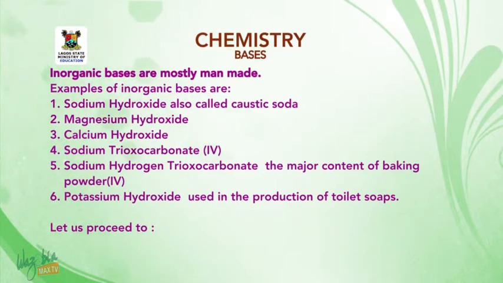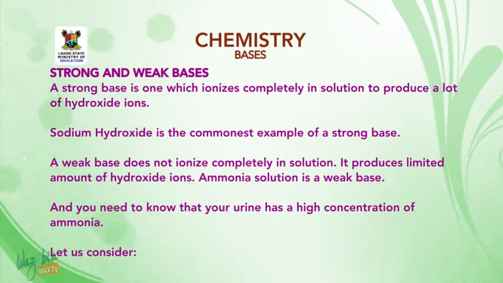Let us proceed to strong and weak bases. A strong base is one which ionizes completely in solution to produce a lot of hydroxide ions. Sodium hydroxide is the commonest example of a strong base. A weak base does not ionize completely in solution. It produces limited amount of hydroxide ions. Ammonia solution is a weak base, and you need to know that your urine has a high concentration of ammonia.